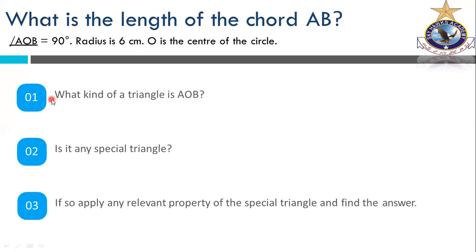The answer to the first question is absolutely right: it's an isosceles right angle triangle, a very special one. The next step is to apply any relevant property of the special triangle and find the answer. So let's see what that property is. Can you recall that one?